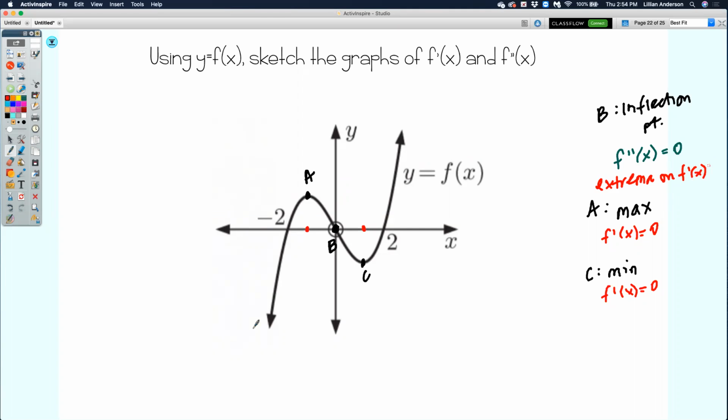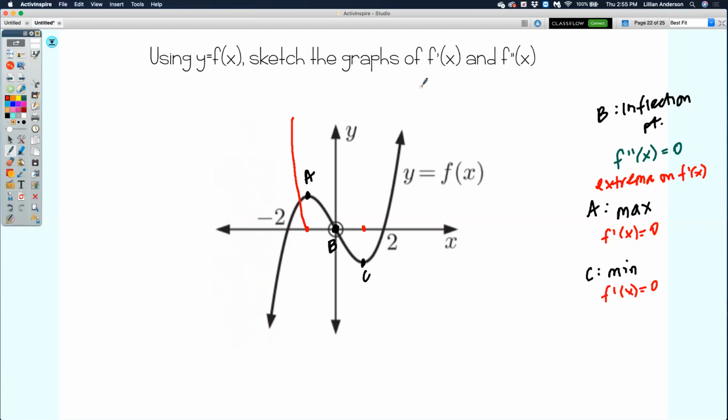Okay? So from negative infinity to point A, the function's increasing. That means you need to be above the x-axis until that point. From A to C, we're decreasing. That means we need to be below the x-axis.